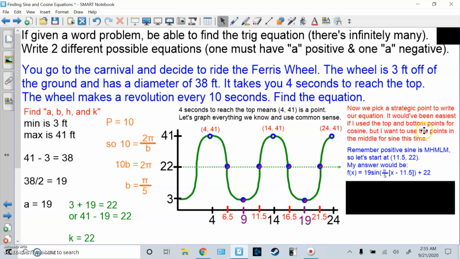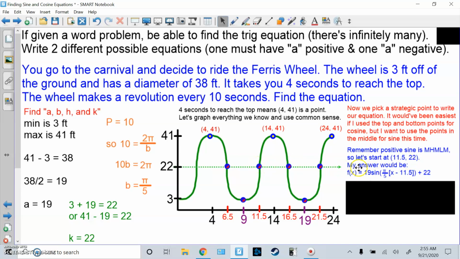Remember, positive sine is middle, high, middle, low, middle. So if I start at this middle, it goes middle, low, and so on. That's not what I want. So I go to the next one. It goes middle, high, middle, low, middle. This is a positive sine part right here. So I could use this to start: 11.5, comma 22.